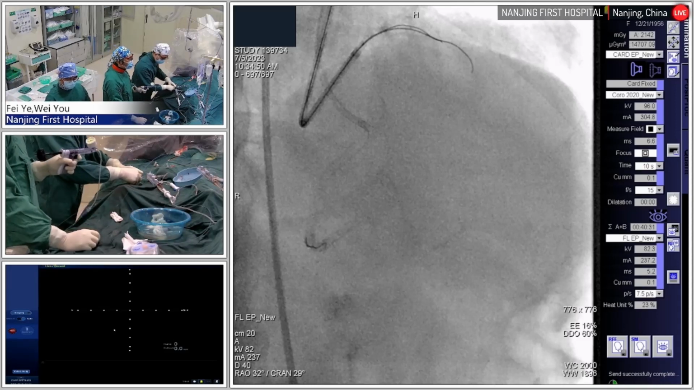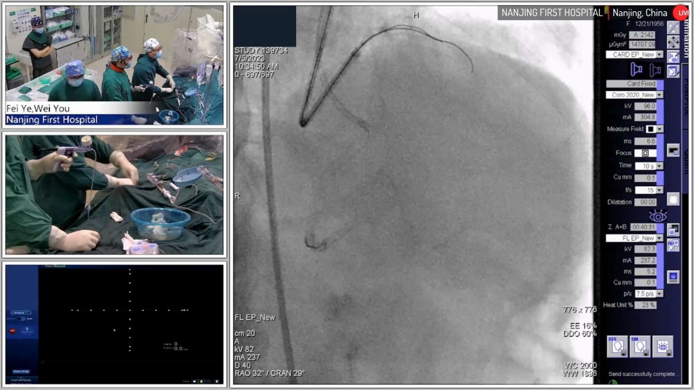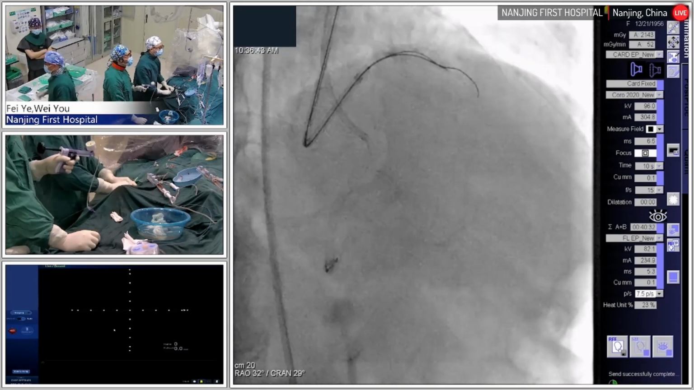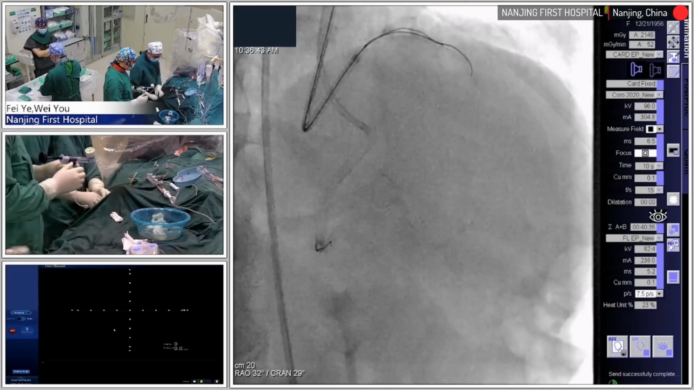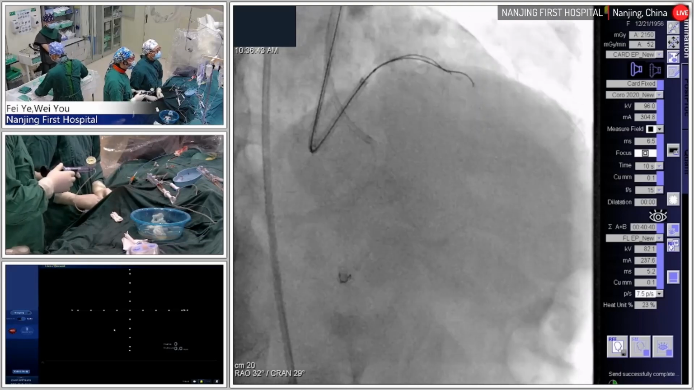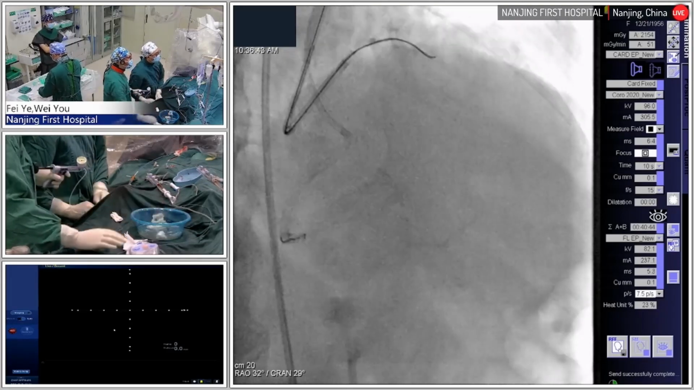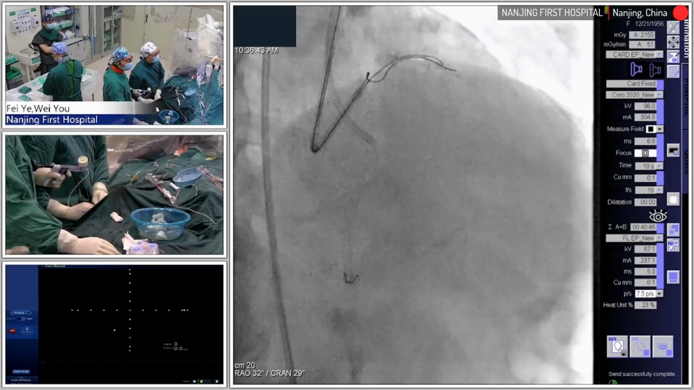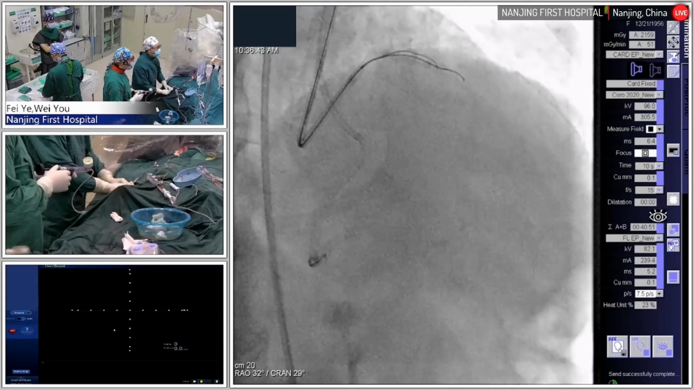If we perform PCI for a CTO lesion with a retrograde wire technique, we should pay attention to thrombosis during the procedure, just because we use a longer microcatheter and the procedure time is longer. Okay, steady. Wait a second. Oh, very strong resistance. You can see the wire kinked when I try to retrieve this catheter.